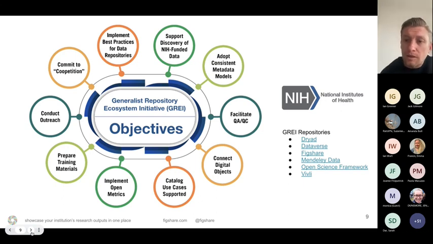And what the NIH have done is they've taken the key generalist repositories around the world and funded them in a way to make them work together towards interoperability of metadata, interoperability of metrics. I personally am on the Open Metrics subcommittee. I'm the co-chair of the Open Metrics subcommittee.